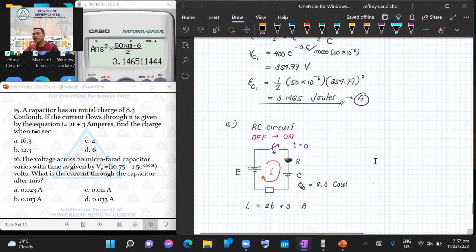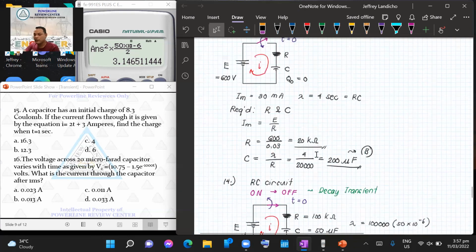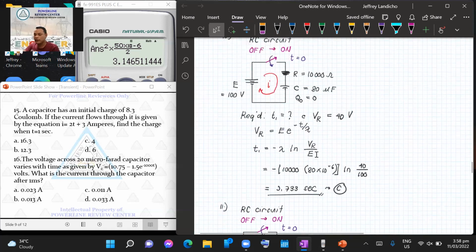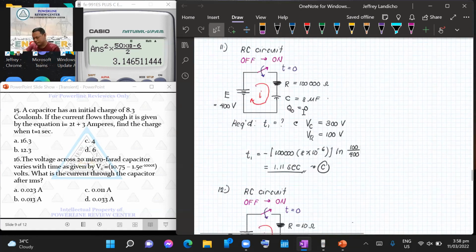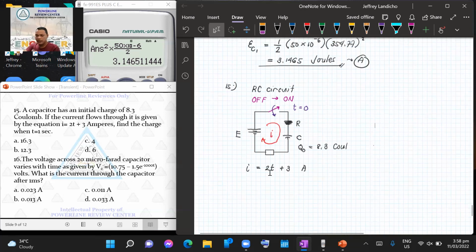Kasi kung RC circuit lang yan, kapatid, no? If we have only RC circuit, kung wala ito, alam natin yung equation ng current. Nasaan yung equation ng current natin, ano? So, ito dapat yung equation ng ating current. So, the value of our current, that is only I sub m e raised to negative t over lambda. However, binanggit ng problem, in the circuit, we have found out that the current, it is 2t plus 3 ampere. So, ibig sabihin, we have another unknown parameters that affect the equation of the current.